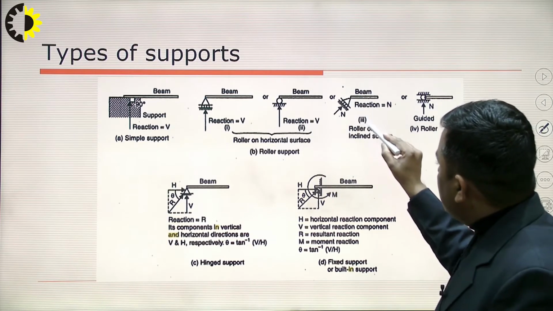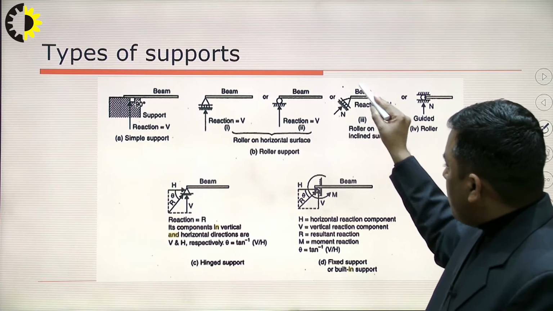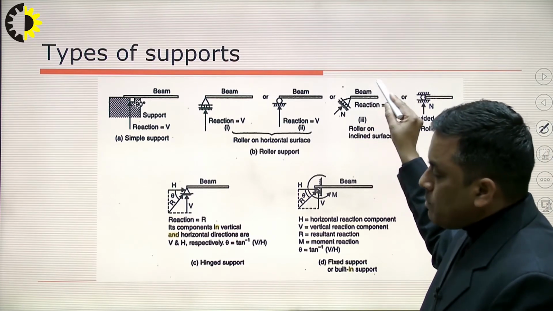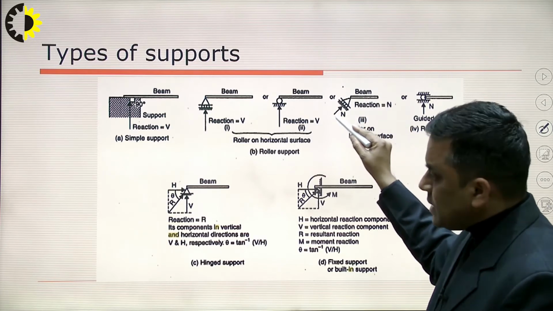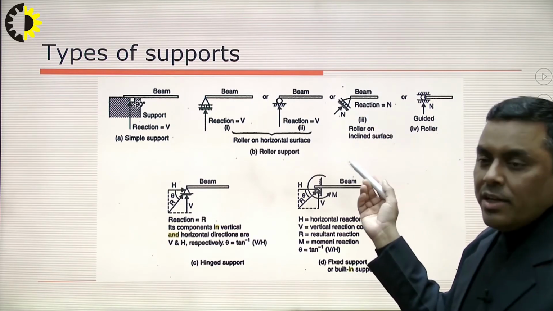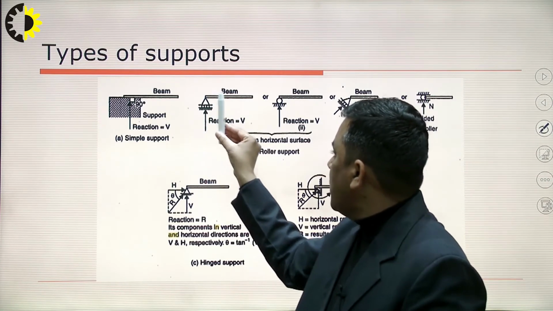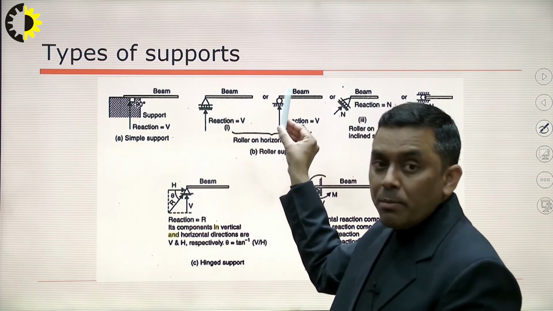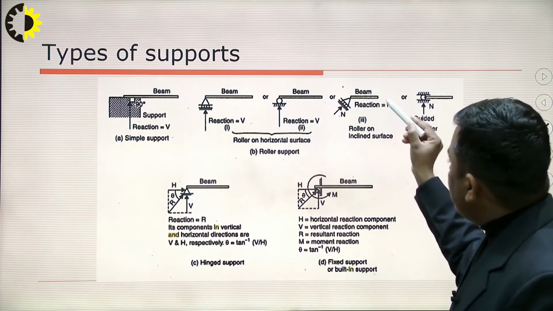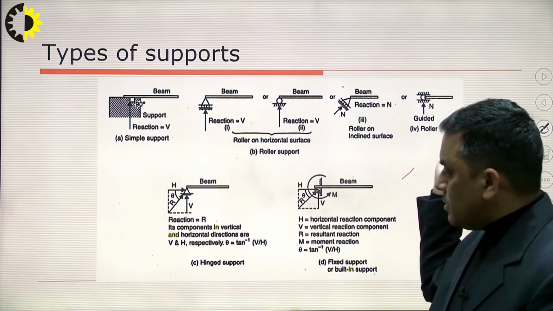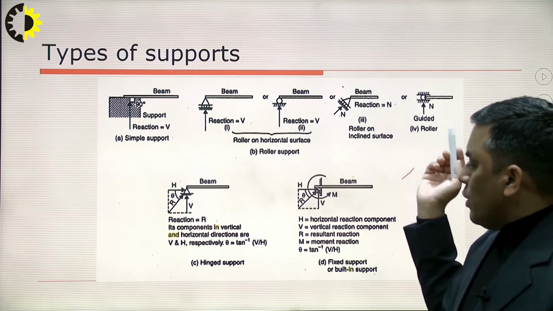Here again, if the plane on which the roller is placed is inclined, then the downward motion perpendicular to this plane is constrained. So, against the restriction of motion there will be a reaction. Here the reaction is upward, here also the reaction is perpendicularly upward, here the reaction is perpendicular to the plane. So, this is what happens with the roller support.